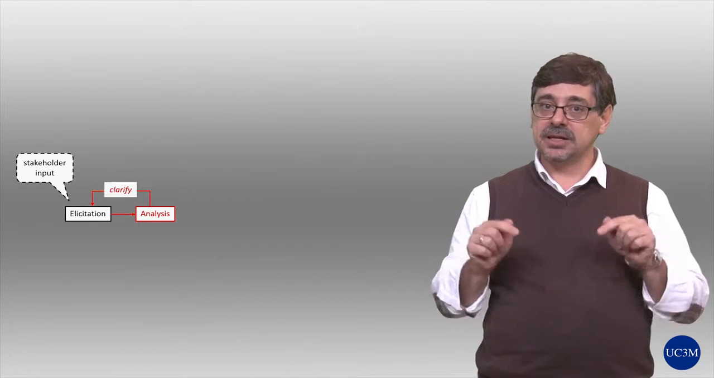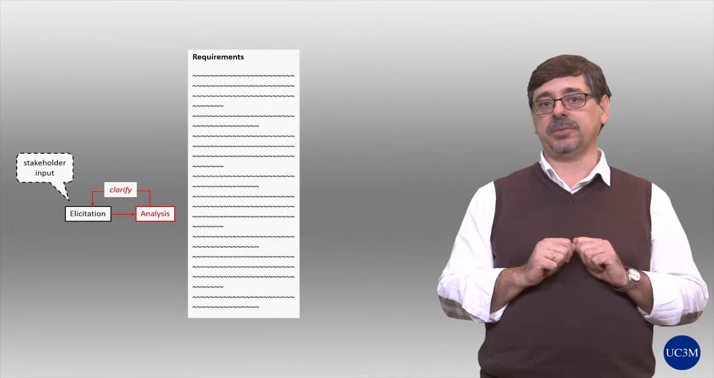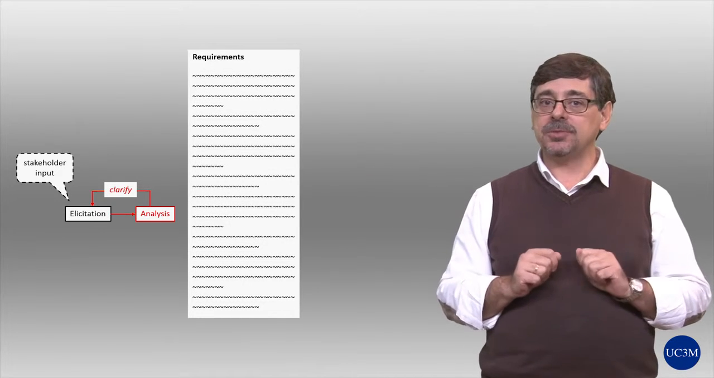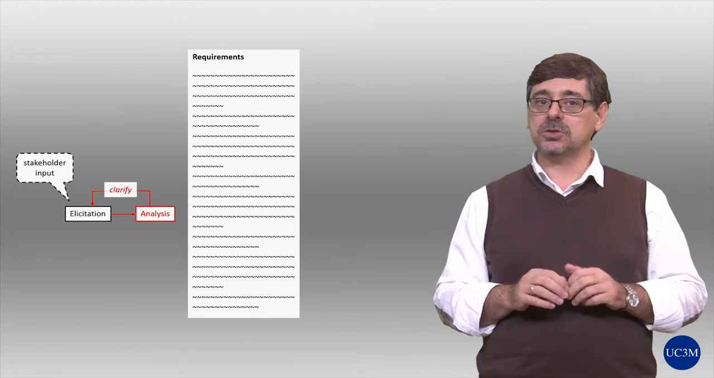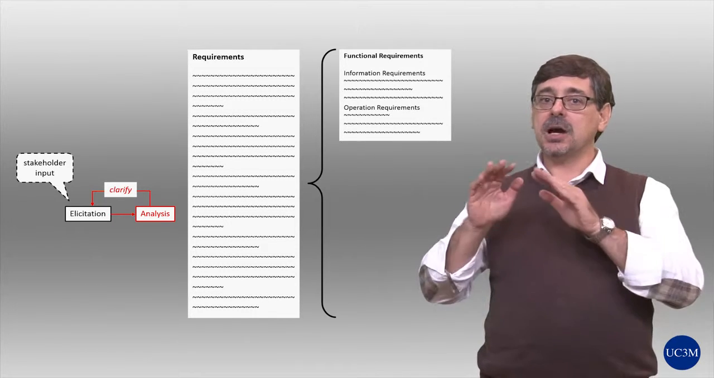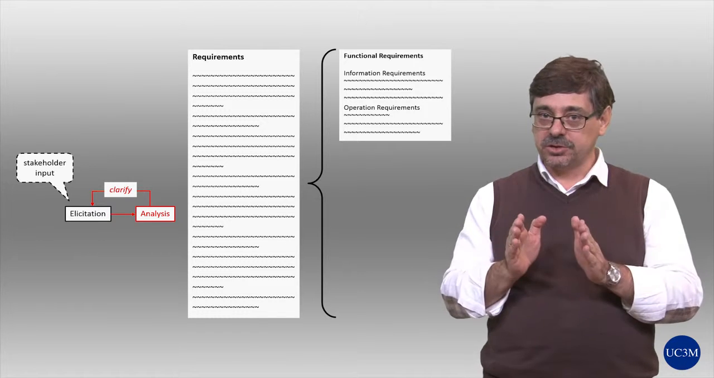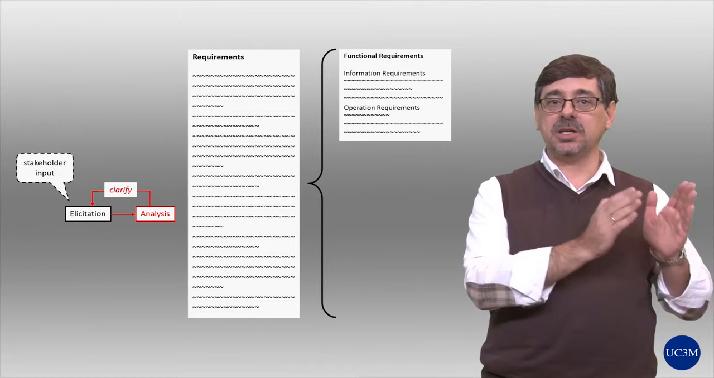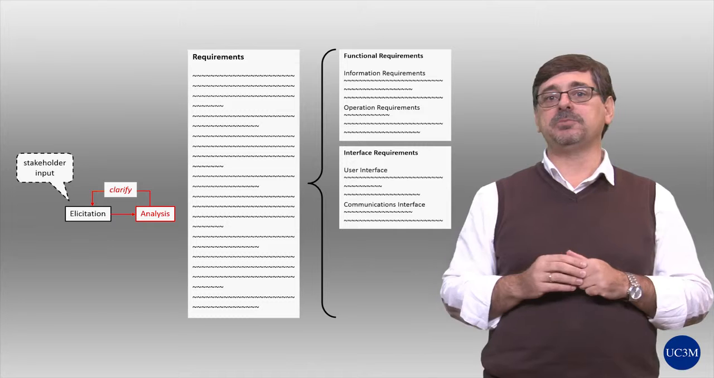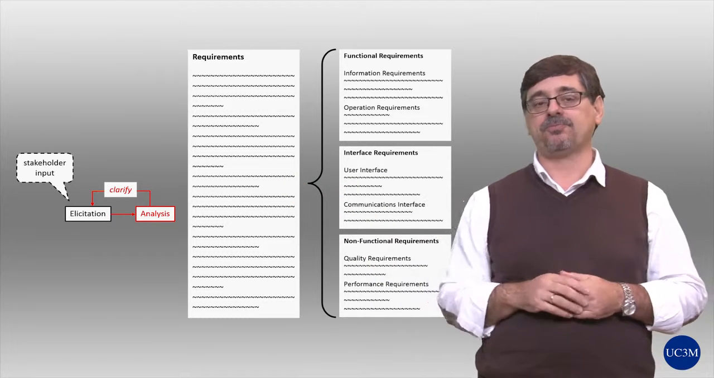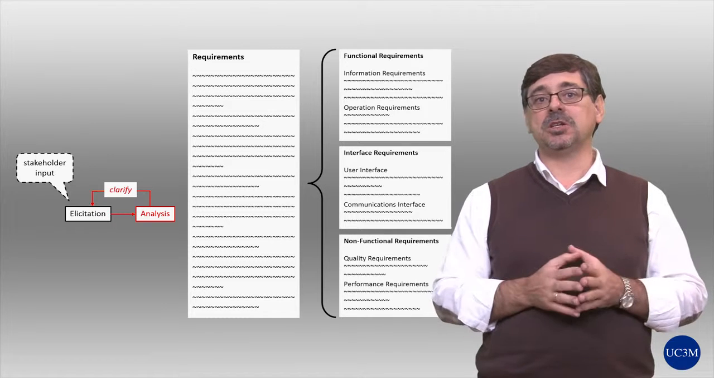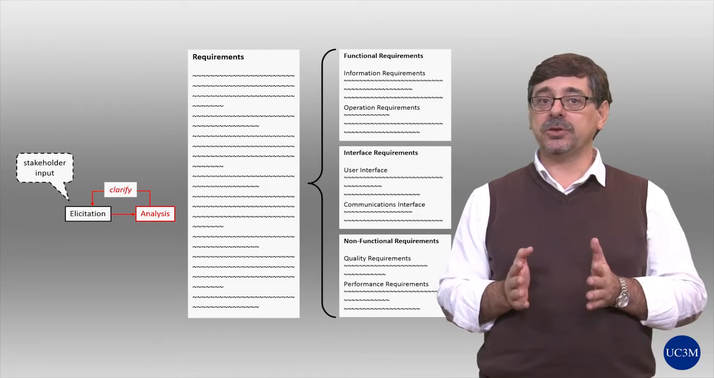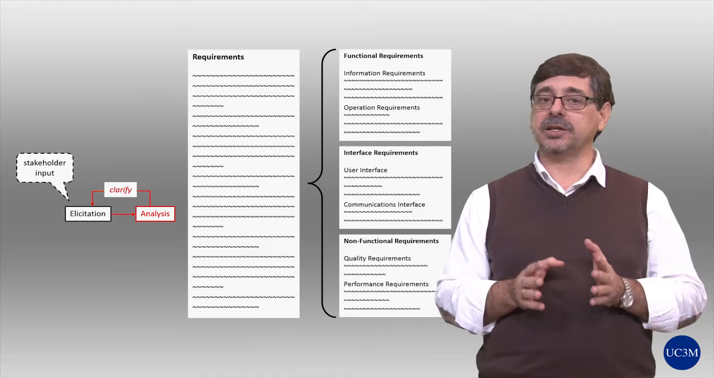Analysis tries to reach a deeper and more precise understanding of each requirement. If you have doubts, don't stop asking for clarification. It involves also classifying requirements according to their type: information requirements, operation requirements, interface requirements, quality and performance requirements, and so on. Analysis can provide a first approach to system decomposition too, by grouping together requirements that are functionally related.